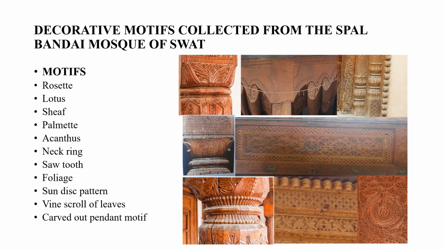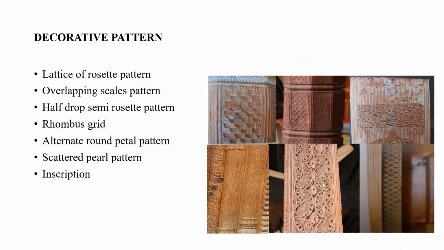Decorative motifs collected from the Spalbandai Mosque of Swat. Motifs: rosette, lotus, sheaf, palmate, acanthus, neck ring, sawtooth, foliage, sun disk, patron, wine scroll of leaves, carved out pendant motifs. Decorative patterns: lattice of rosette pattern, overlapping scales pattern, half drop semi rosette pattern, rhombus grid, alternate round petal pattern, scattered pearl pattern, inscription.